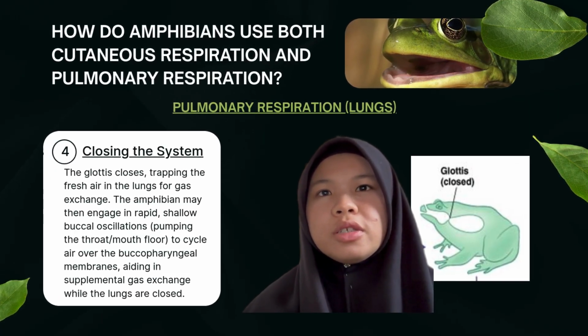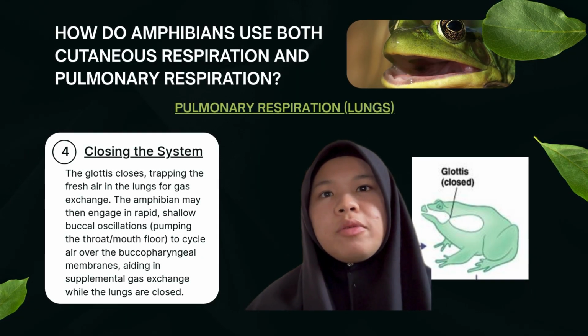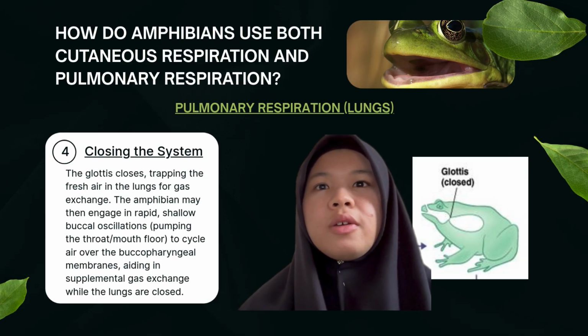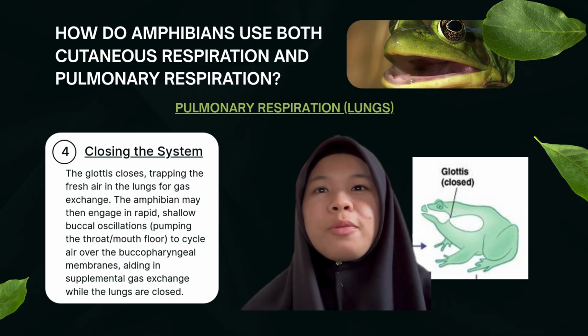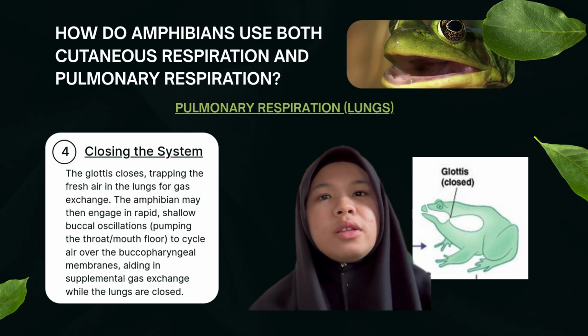The glottis closes, trapping the fresh air in the lungs for gas exchange. The amphibian may then engage in rapid, shallow buccal oscillations to cycle air over the buccopharyngeal membranes, aiding in supplemental gas exchange while the lungs are closed.